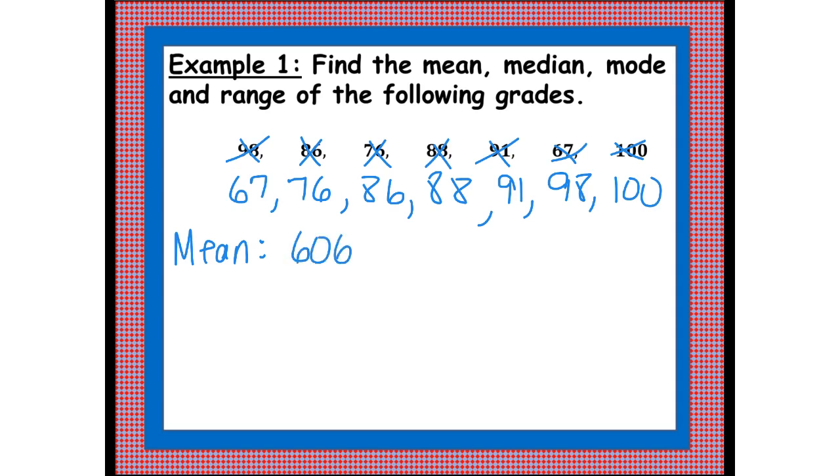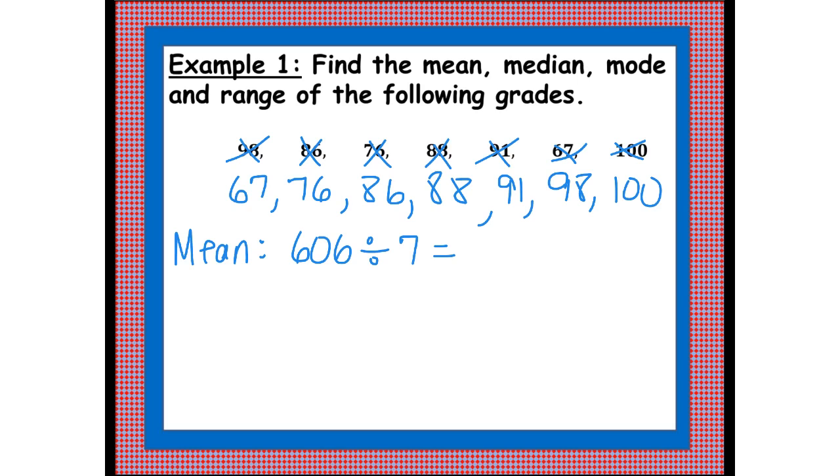And now I have to divide that total by however many numbers I added. So in this case, I added up 7 numbers. So I have to take 606 and divide it by 6. Now when I take that and divide it, or not divide it by 6, divide it by 7, I get a number that goes on forever on my calculator screen.